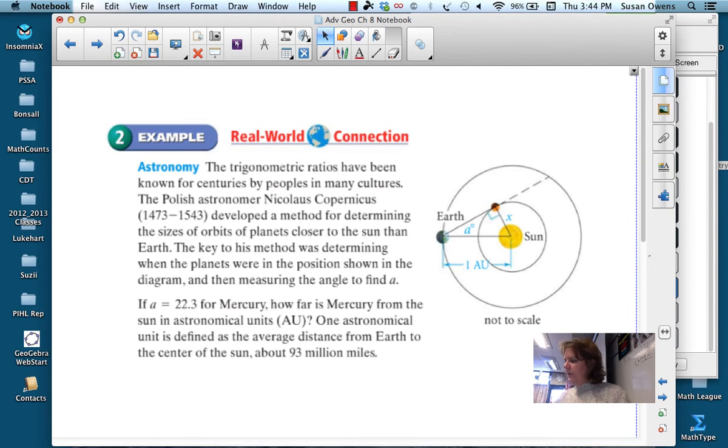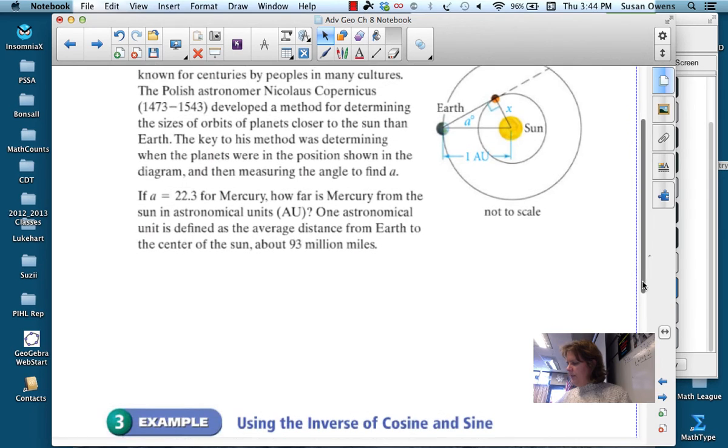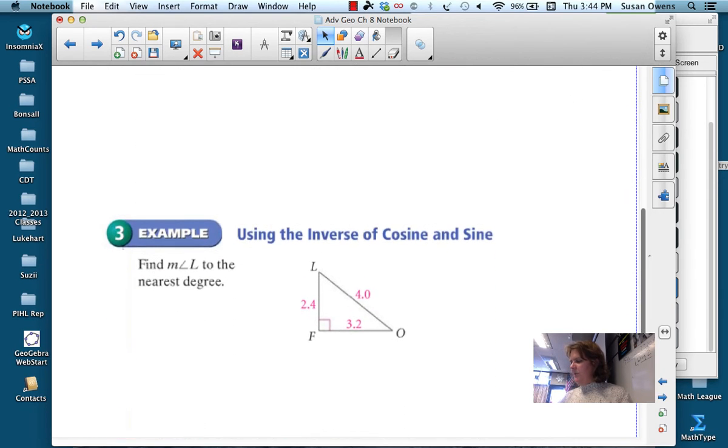So we'll do this problem in class. We'll find how far Mercury is from the sun in astronomical units using trig. Trig is great for measuring things that we can't measure by hand.